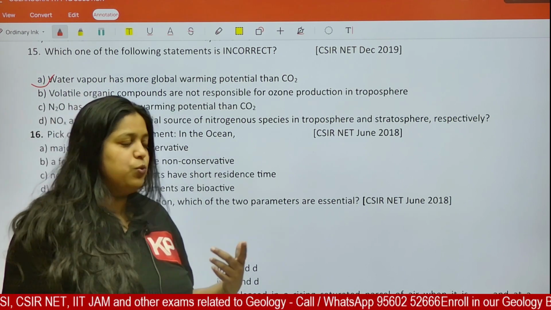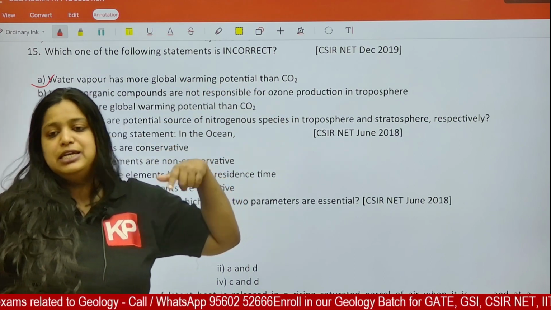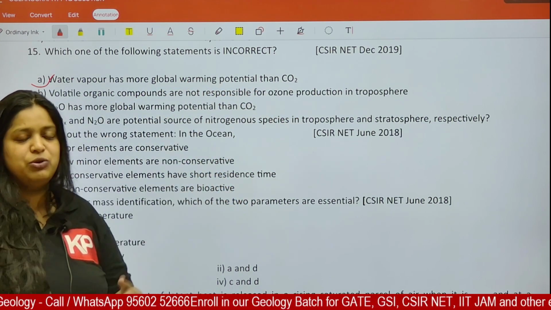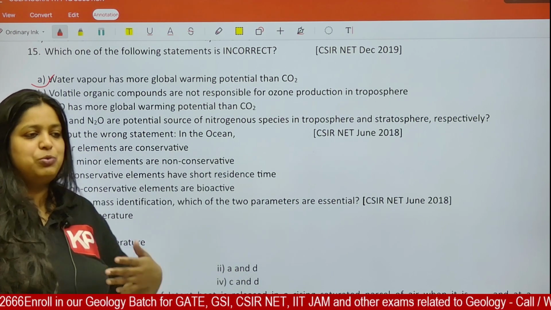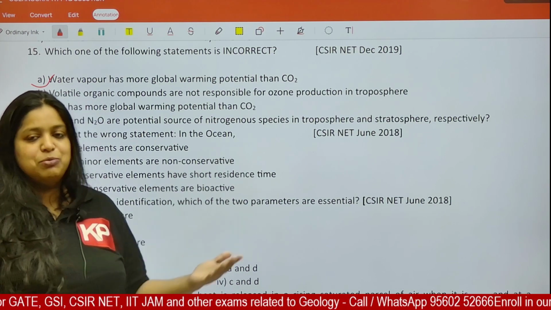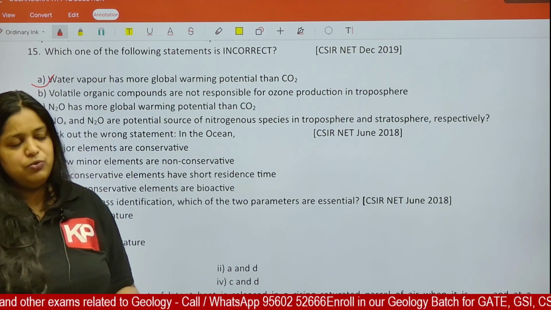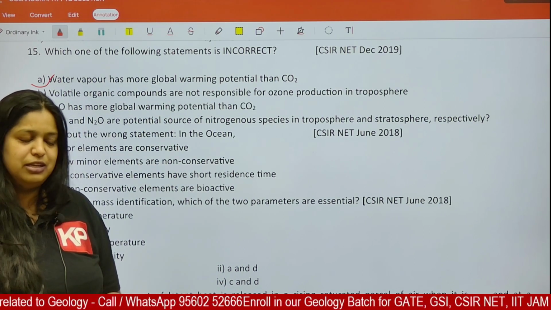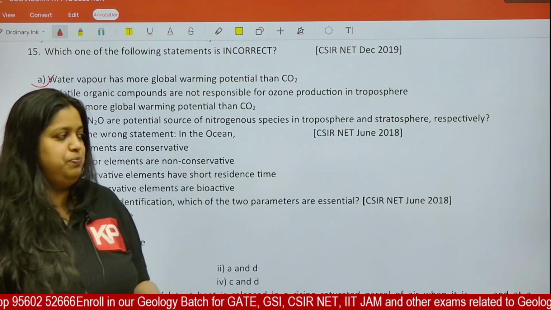Even though water vapor has more global warming potential than carbon dioxide, its residence time is way lower, so we don't need to worry about that. That's why we are not concerned about how much water vapor is in the atmosphere. We require that much atmospheric water vapor, and it will pour down as rain, whereas carbon dioxide's residence time is much longer.